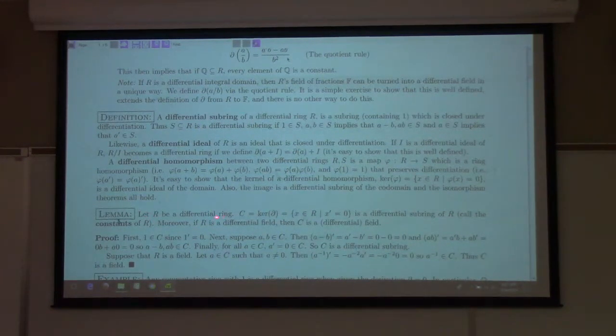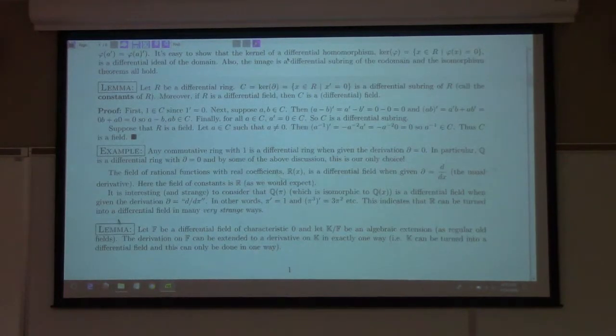Anyway, if we have a differential ring R and C is the kernel of the derivative, then C is a differential subring of R, and it's called the constants of the ring. So the kernel of the derivative is the constants. Moreover, if R is a differential field, then C is a differential field. So the constants form a differential field, in a stupid sense, because the derivative is 0 on them. The zero map trivially satisfies everything: it's additive, it's Leibniz.